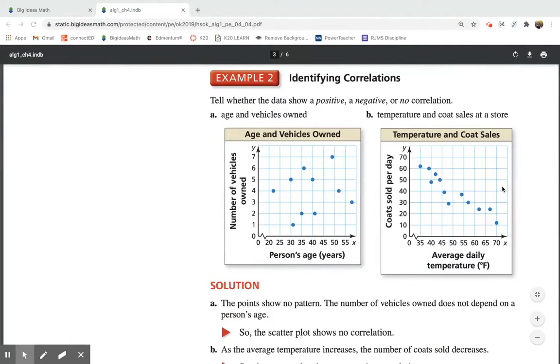Okay, on this next example, it says tell whether it shows positive, negative, or no correlation. Looking at the age and the vehicles owned, those are pretty random. So I see no pattern, so that would be no correlation. B is temperature and coat sales at a store. If you notice, as the temperature gets higher, the coats sold goes down. So those are grouped together in a negative correlation.